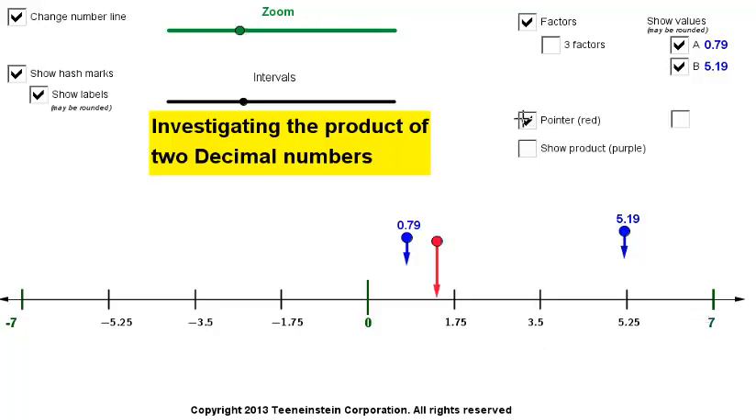So I am going to have a pointer, the red pointer here. This shows you the actual value on the number line. For example, this is 0.94, something like that. I am keeping all two decimal places for A and B. The red one is only for reference. So A is 0.79, B is 5.19.